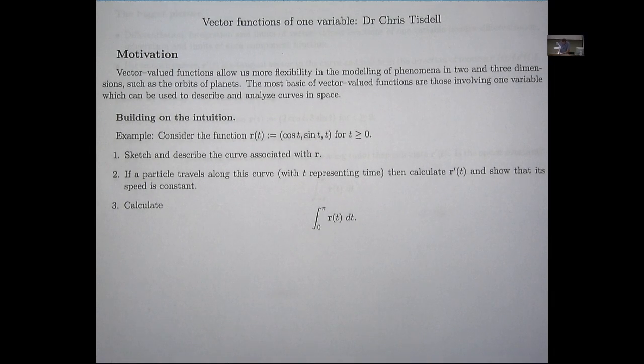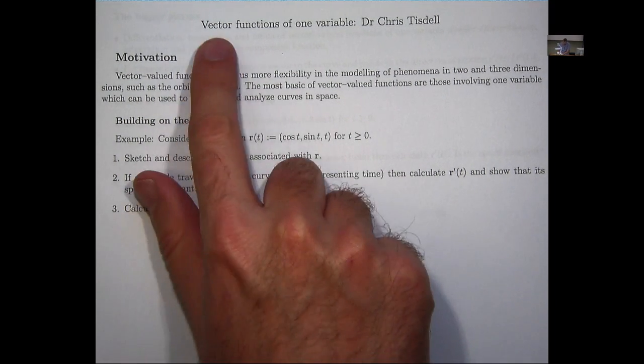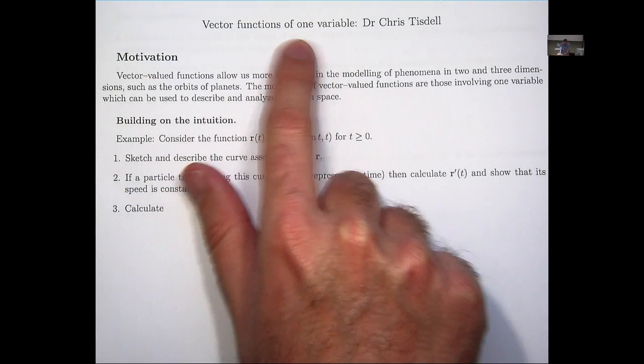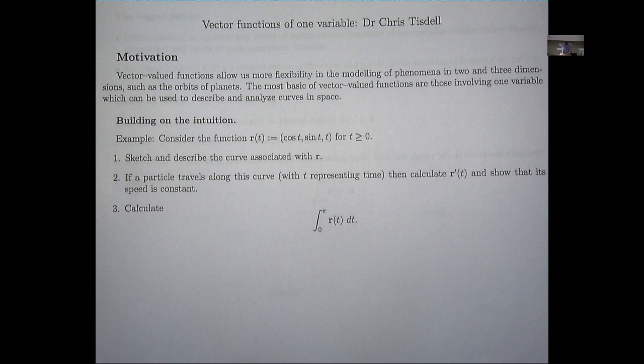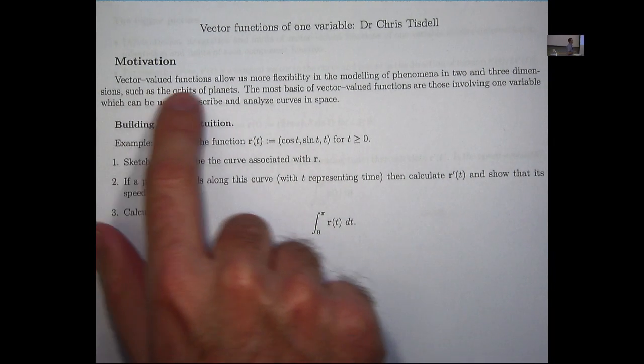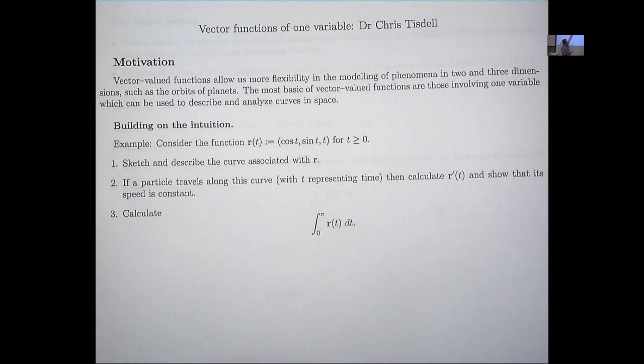Hi again everyone. In this basic tutorial we're going to have an introduction to vector functions of one variable. Now before we get to the examples, let's motivate our study. Vector valued functions allow us more flexibility in the modelling of phenomena in 2 and 3 dimensions. For example, the orbits of planets, the path of particles, or spaceships, or aircraft.